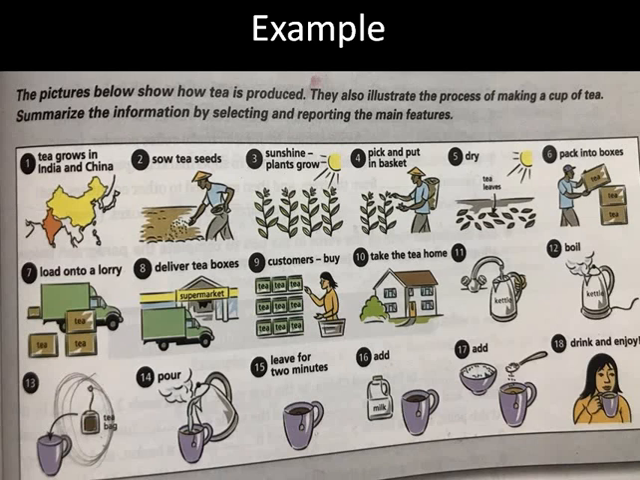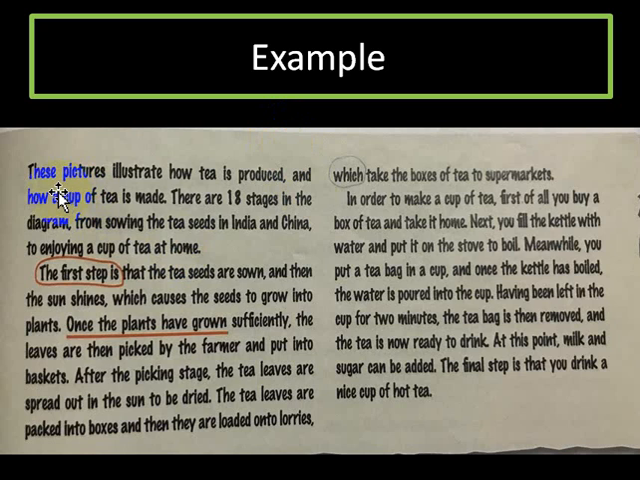So after the introduction, you have the body. The body consists of how many paragraphs? It depends on the way you divide these stages by grouping the ideas, as I told you. There is no conclusion. So we finish with the first part, and I already give you, let's say, here an example. These pictures illustrate how tea is produced and how a cup of tea is made.